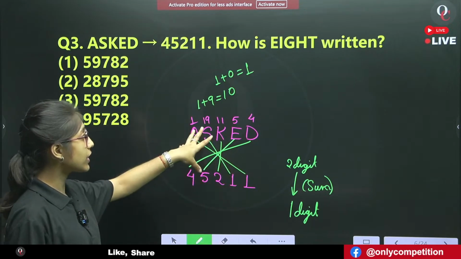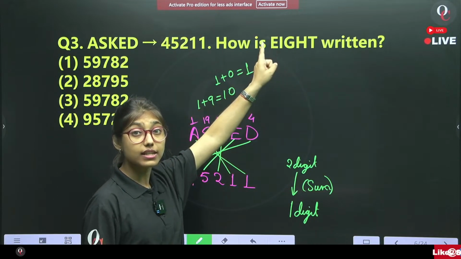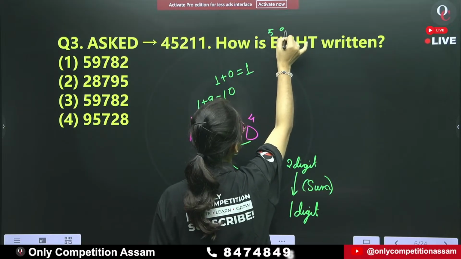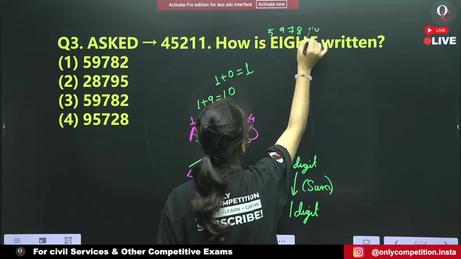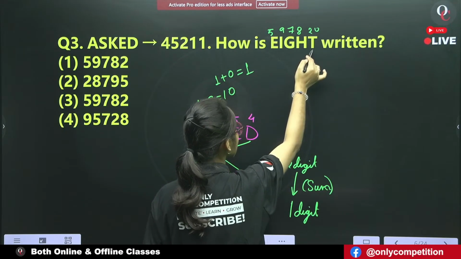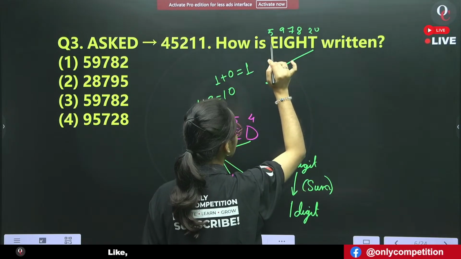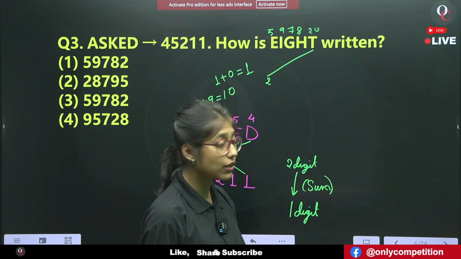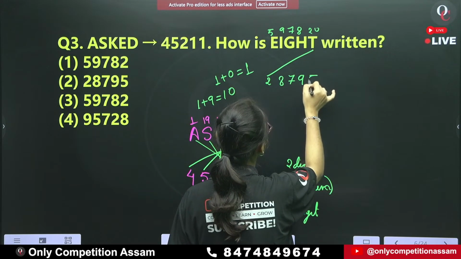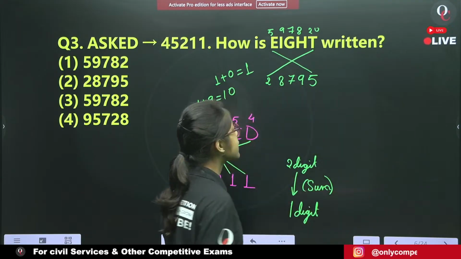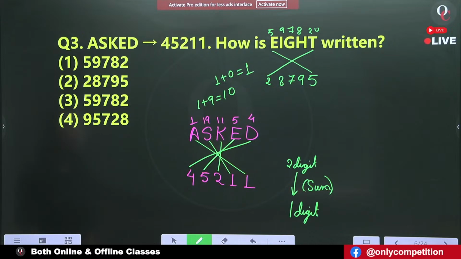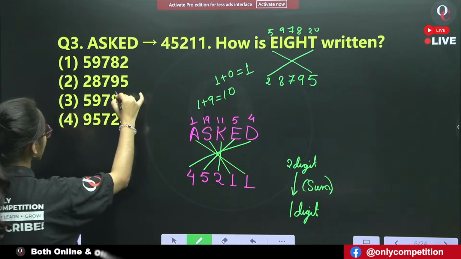If we use this particular method in question 8, then what will we do? Just first write the position values 5, 9, 7, 8 and 20. Every number is in one-digit form only, except T. So that will be converted into 2. 2, 8, 7, 9, 5. In which particular option is this? Option number 2.